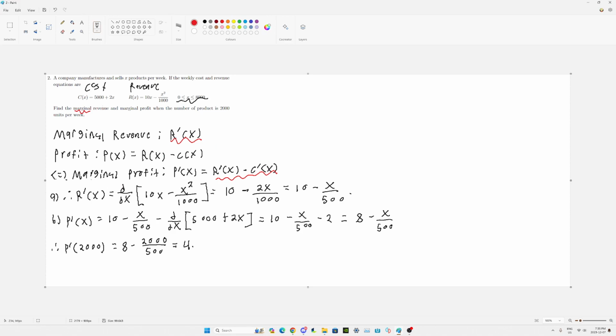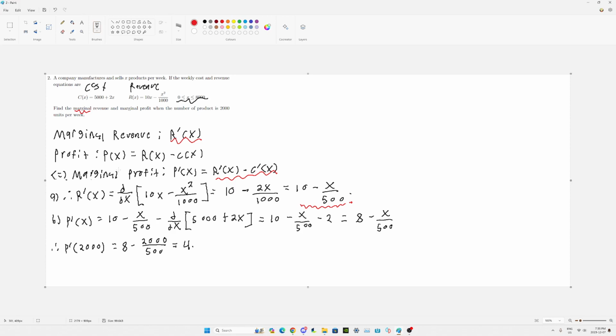So A is asking for the marginal revenue. Well, we're just going to take the derivative of our revenue function. We see that we can do that by the power rule. So we have x to the 1. That's just going to disappear, so we're going to be left with a constant 10. We have minus x squared. Bring the 2 down, minus 1. That's going to go to 2x over 1,000. Notice that we can divide 2 into 1,000, so we have 500. So that's just the revenue function, the marginal.